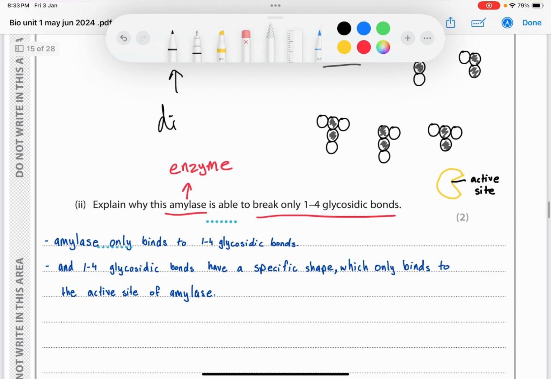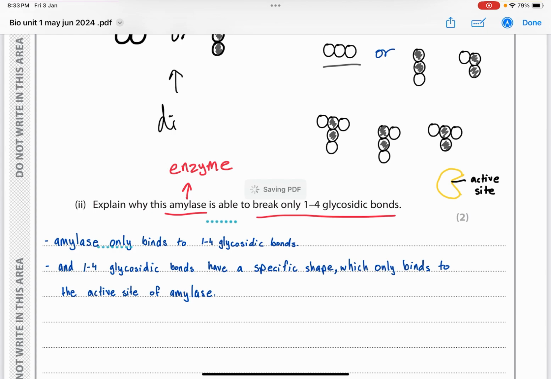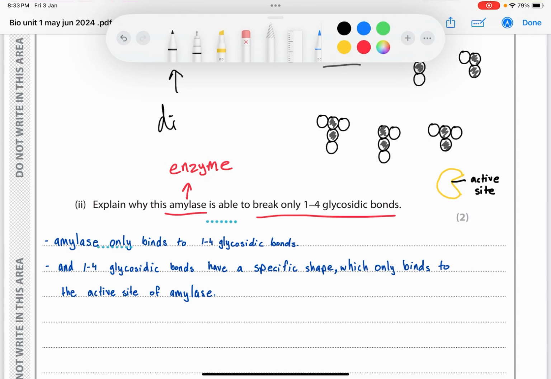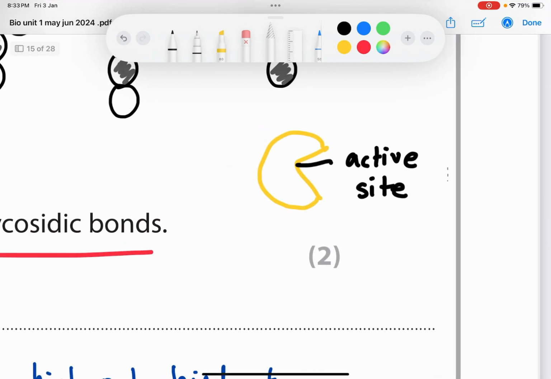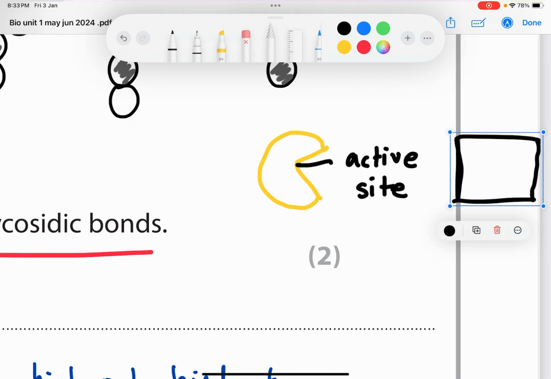So amylase only binds to 1 to 4 glycosidic bonds, and 1 to 4 glycosidic bonds have a specific shape which only binds to the active site of amylase. So if it was a 1 to 6 glycosidic bond, it wouldn't fit into the active site. Because here, for example, let's say the shape of the 1 to 6 bond is a square. Now, a square is not going to fit in there.